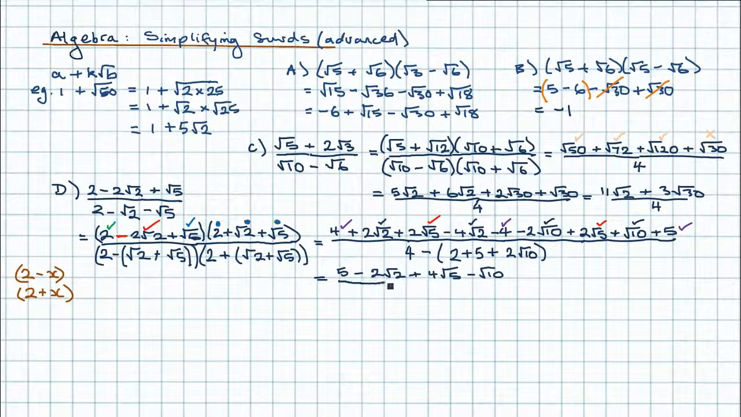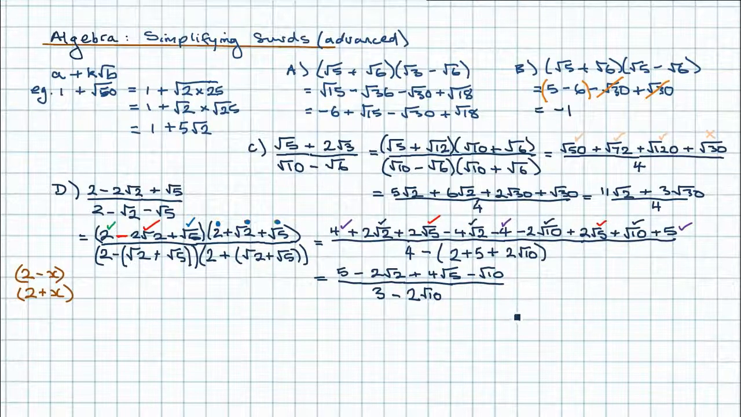Okay, now let's draw our fraction bar again. So we've got 4 minus 2 minus 5, or if you like 2 plus 5 in the bracket, so 4 minus 7. So we're going to have 3 in our denominator, minus 2 root 10. So we've got 4 minus 7 is 3, minus 2 root 10. So that's remove the brackets in the bottom.